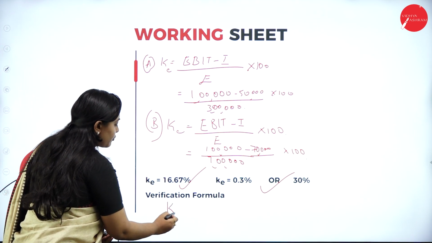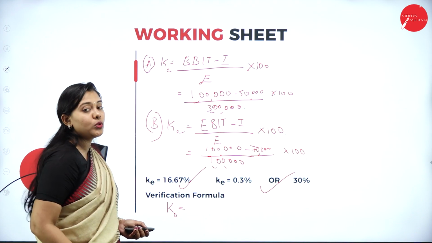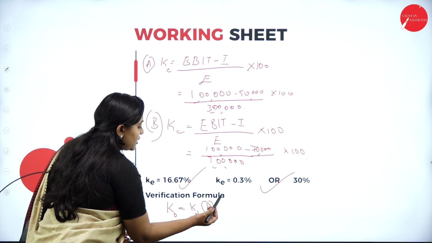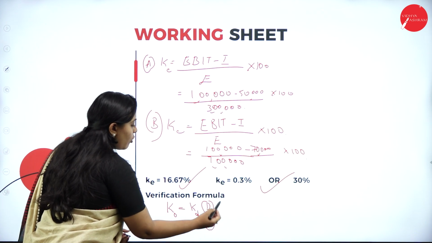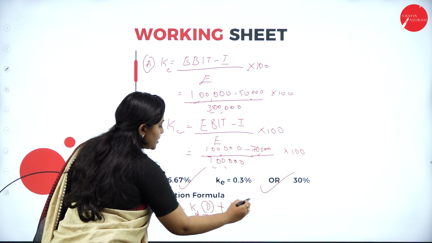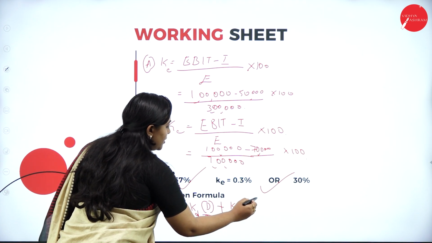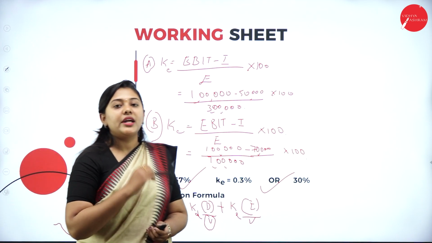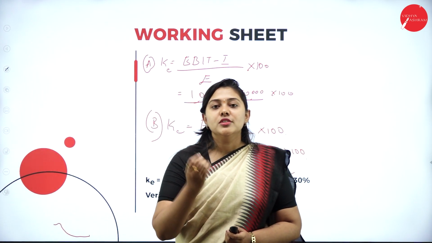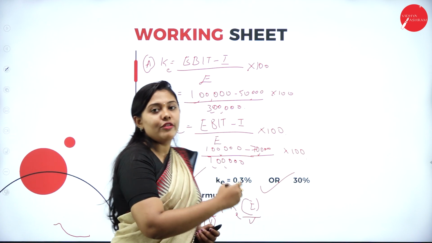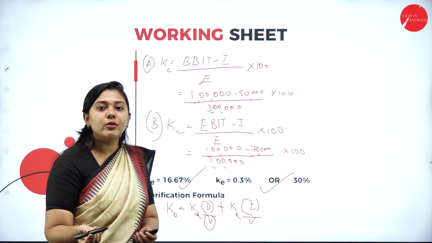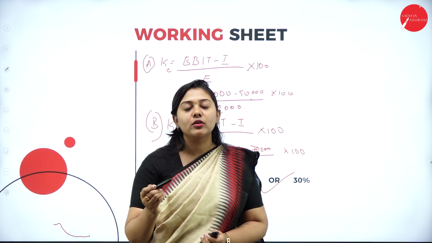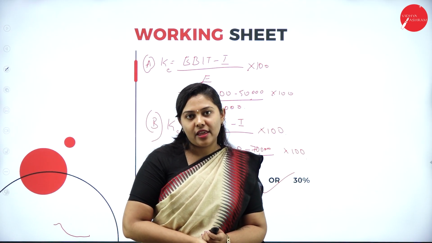So overall cost of capital is equal to cost of debt times market value of debt divided by value of the firm, plus cost of equity times market value of equity divided by V. So this is the verification formula. My dear students, it's a homework for you. So you have to calculate the verification formula. Solve the problem, verify whether the problem is right or wrong, and put it in the comment section.